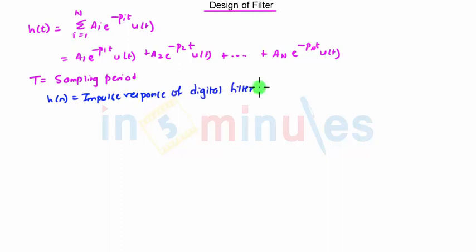Now u(t), as we can say, is a continuous time unit step function. Let T be the sampling period and h(n) be the impulse response of the digital filter. Now the impulse response of the digital filter is obtained by uniformly sampling the impulse response of the analog filter. So let us see how it works.